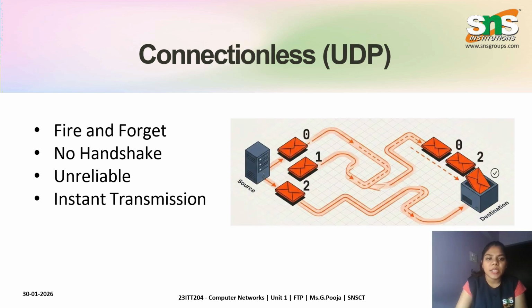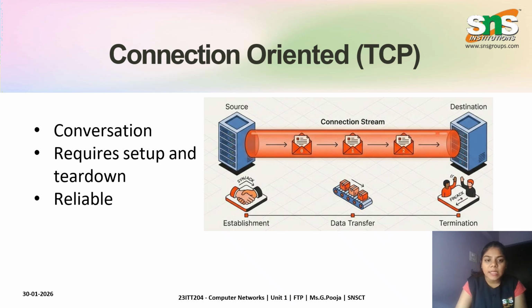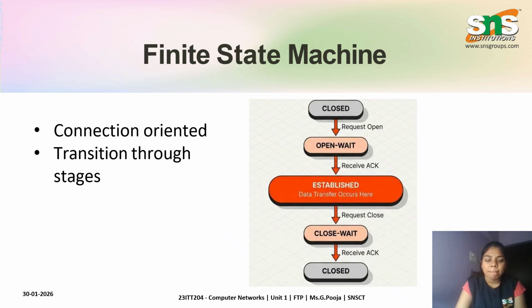And next one is the connectionless UDP. Here we go with a no-handshake method, but it is unreliable. Even though it's unreliable, transmission is instant and very fast. And TCP is connection oriented, just the opposite of UDP. And these are the finite state machines. Here it is connection oriented: first it is closed, then it waits, then establishes, again it closes, then receives the acknowledgement and closes the process.